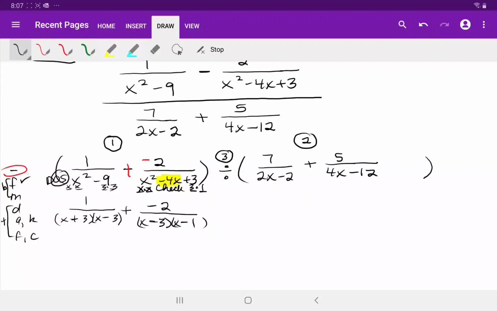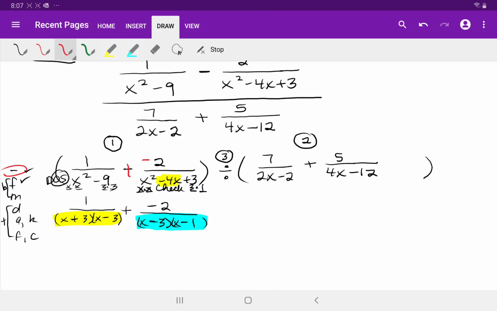Okay, so I was factoring the bottom. I did the minus. So what's next? What's M? M is my brother. Okay, I have an x plus 3 and an x minus 3. He has an x minus 3 and an x minus 1. So I want what my brother has.